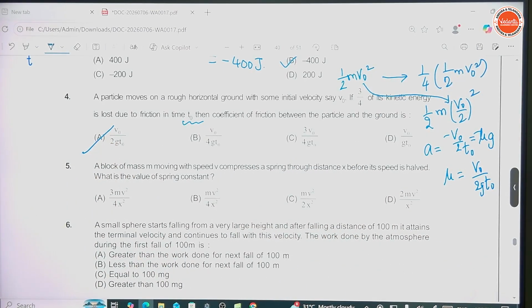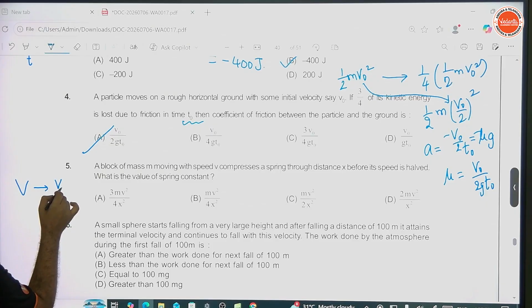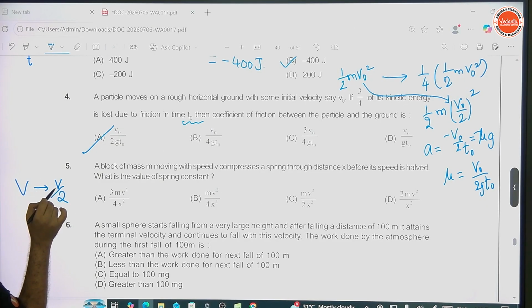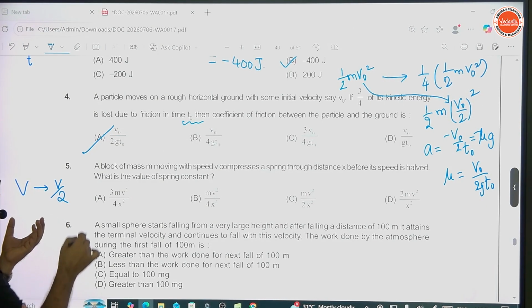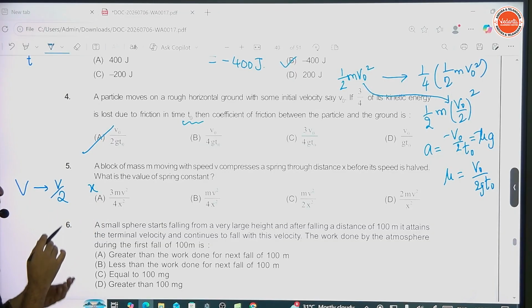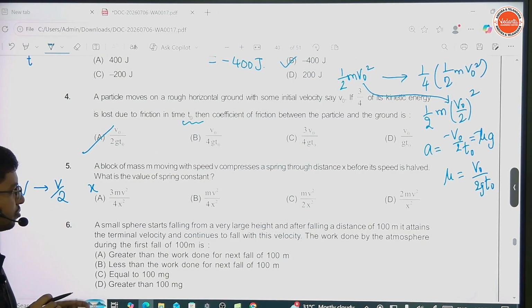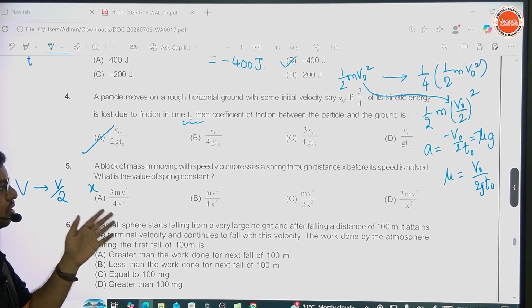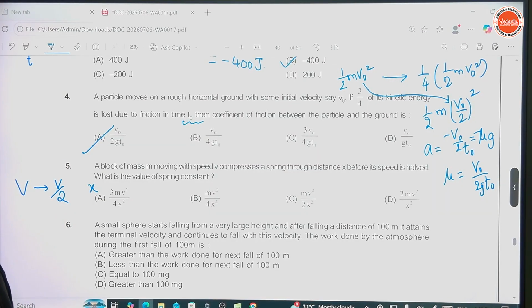Clear with this? Right. Look at the fifth one. A block of mass m moving with a speed v compresses a spring through a distance of x before its speed is half, which means its speed has become v by 2. And the compression in the spring at that instant is x.